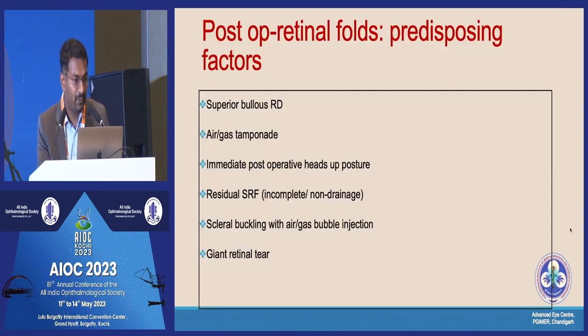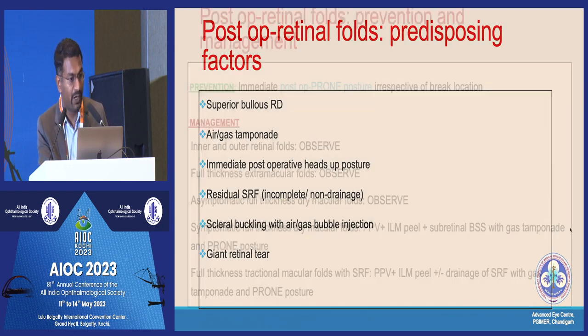So there are certain predisposing factors for post-operative retinal folds. The most important is the superior bullous RD, either air or gas tamponade, immediate post-operative heads-up posture, residual SRF, or incomplete drainage, or non-drainage techniques. Another one is scleral buckling with air or gas bubble injection. And the last one is giant retinal tear. These are the most important predisposing factors for post-operative retinal folds.